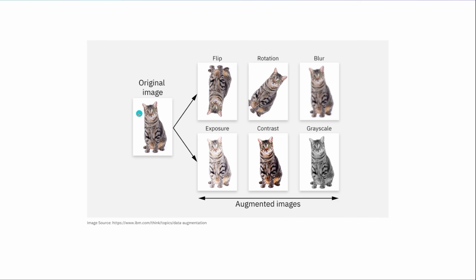We can take a cat and then flip it. So it's upside down now. We can rotate it in different ways. We can blur it so it's less clear. We can change the exposure. We can change the contrast. We can make it grayscale. These are just a few different ways that we can augment an image. It's simply changing the image in some way. The idea though is to simply create more variations of the data that you already have, like this cat here.